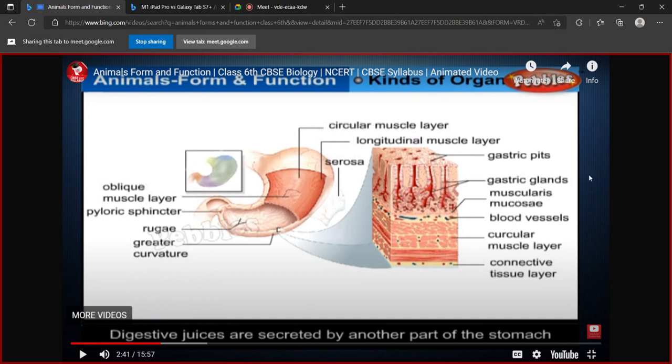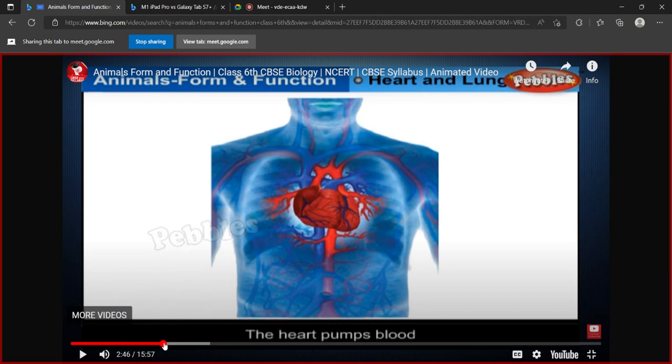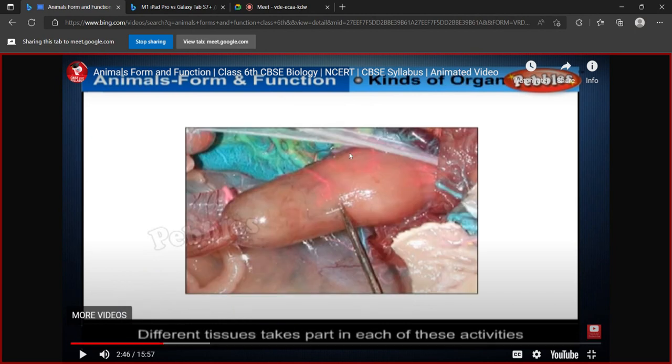See, there are these gastric glands. These gastric glands will release some secretions, and those secretions will help us in the digestion of the food that we are eating. See, this is how the stomach looks in a real-life body. This is how your stomach will look.